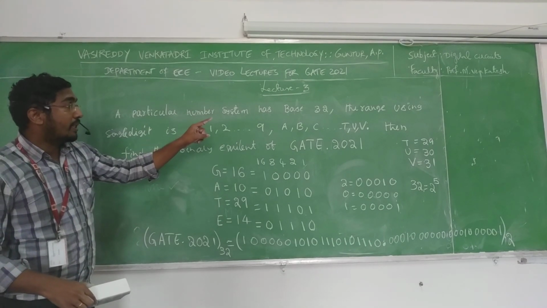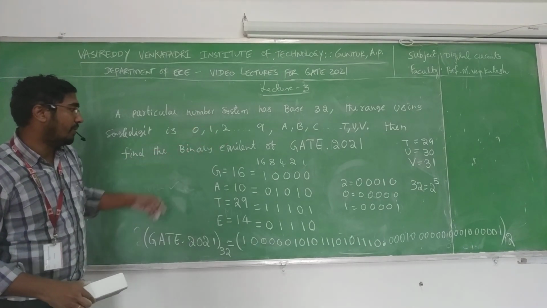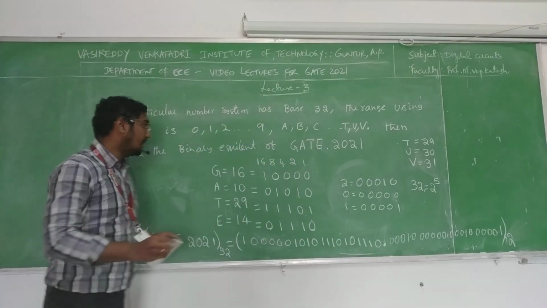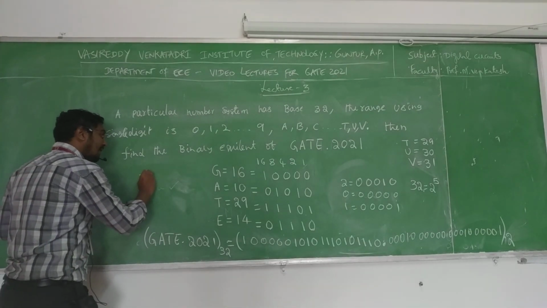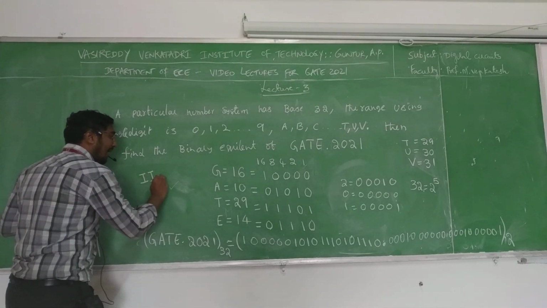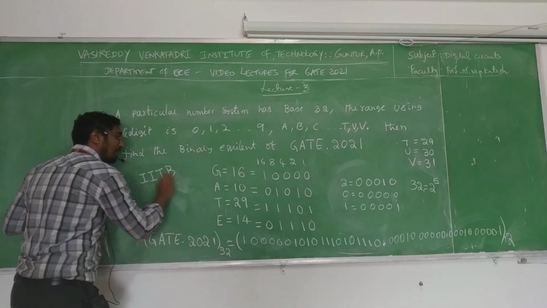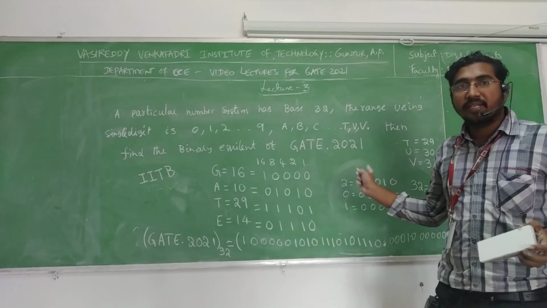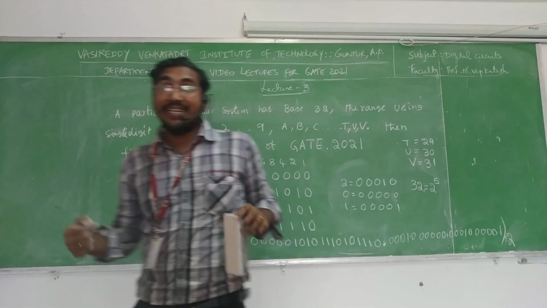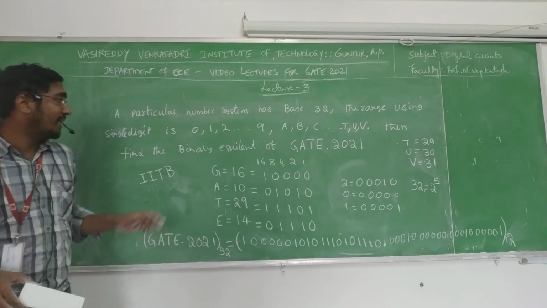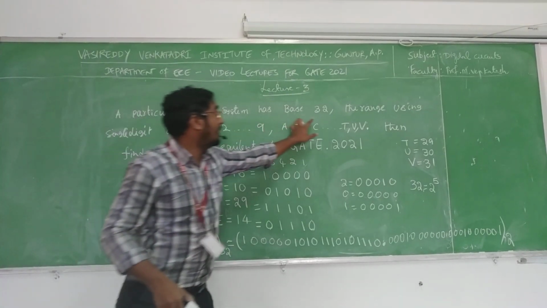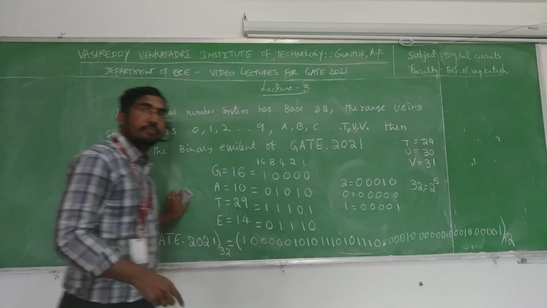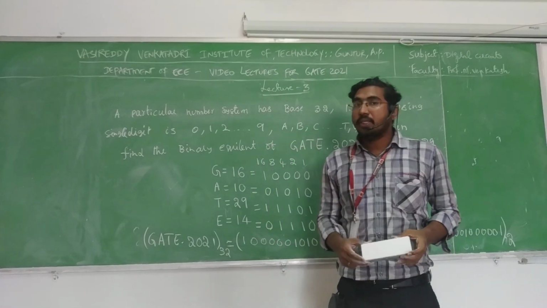If the base is 32, that is 2 power 5, each digit is in 5-bit format. Okay, now I'll give another one you can try out: find the binary equivalent for IITB. IIT Bombay is the institute, I think, which is conducting GATE 2021. Try to find its binary equivalent by using base 32 and the range of this. So this is the procedure.